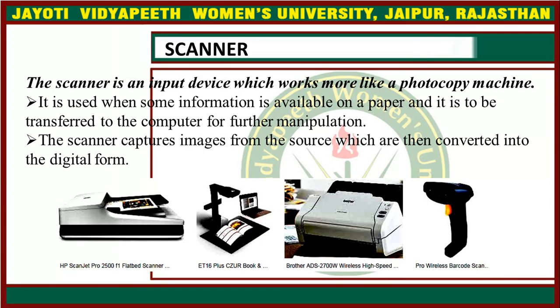Now come to the scanner. The scanner is an input device which works more like a photocopy machine, and it is used when some information is available on paper and it is to be transferred to the computer for further manipulation. So we use scanners. The scanner captures images from the source, which are then converted into a digital form. If you are talking about the photocopy, that is the hard copy. But if we want a soft copy, then we use the scanner. There are various images of scanners you can see in this slide.